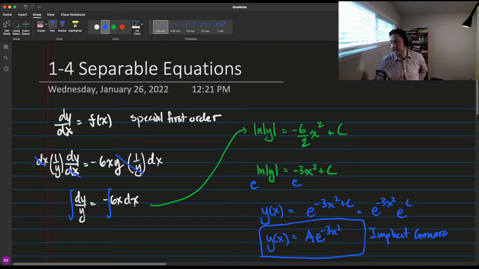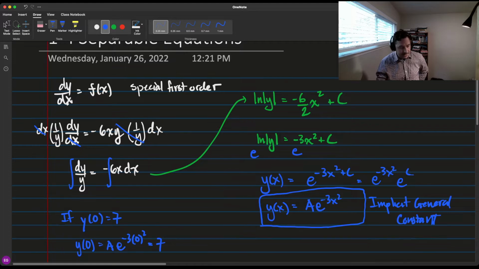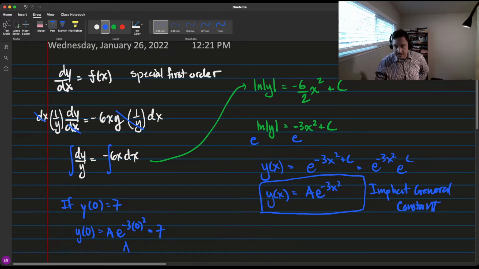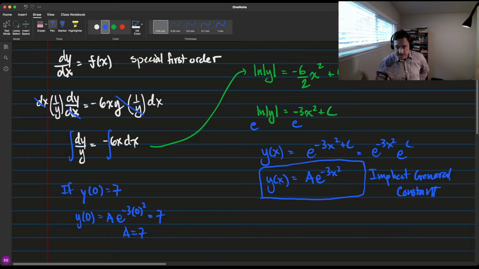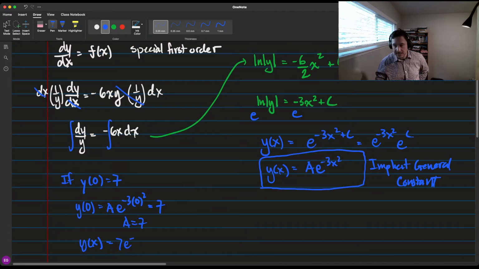You can find the a, the constant, by an initial condition. For instance, if you were told that y of 0 equals 7, you could plug this in. y of 0 equals a e to the minus 3 times 0 squared equals 7. That's going to be e to the 0, which is 1. Your a would be 7. And then what would be your particular solution? y of x would be 7 e to the minus 3x squared. That would be your solution for this initial condition.